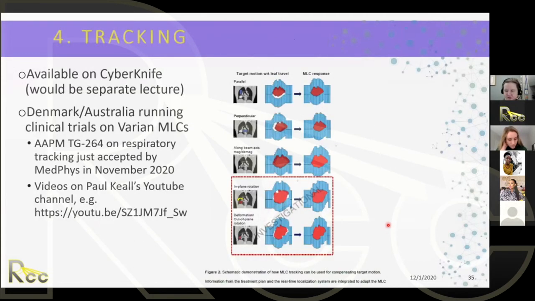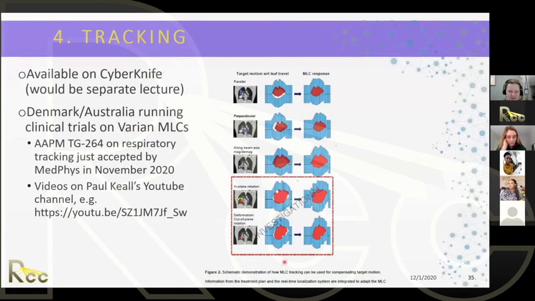I'll have just 2 quick slides on tracking because I wanted to give you an insight what may be coming your way. So tracking has been available on the CyberKnife machine for 17 years now, but that would be a completely separate lecture. I won't mention that. For those of you who have Linacs with MLCs, there are actually clinical trials on variant MLCs right now, possibly on Elekta soon, where they move the MLCs with the tumor motion.